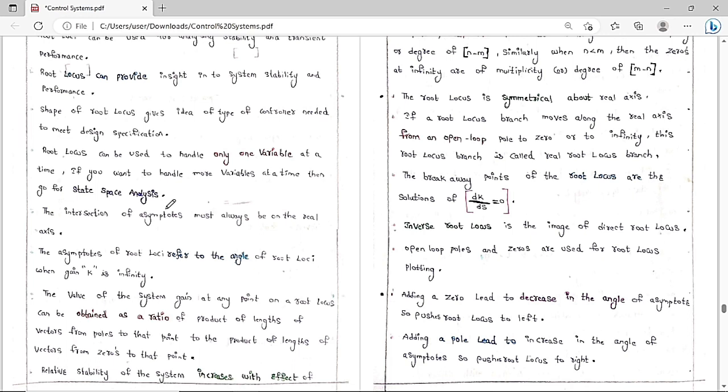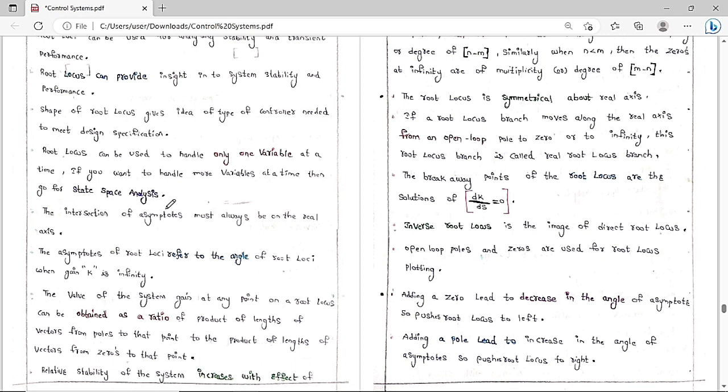The next point is the asymptotes of the root loci refer to the angle of root loci when the gain k is infinity. So basically, when the gain k is infinity, then the root locus is going to match with that of the asymptotes. Hence, they are going to move in the same direction as the asymptotes.